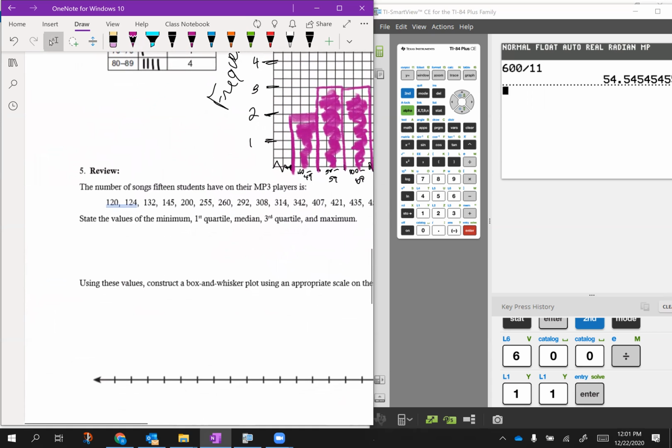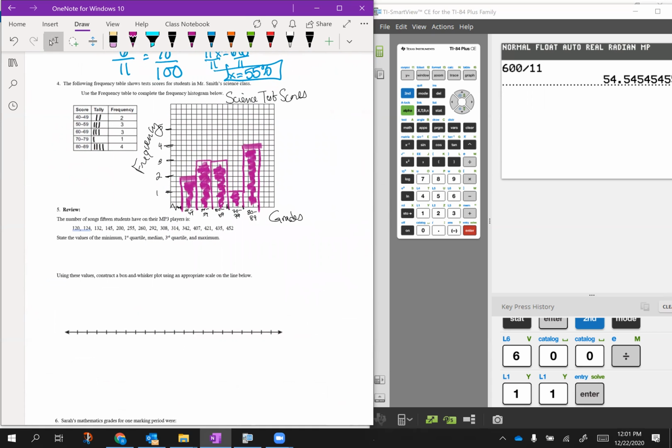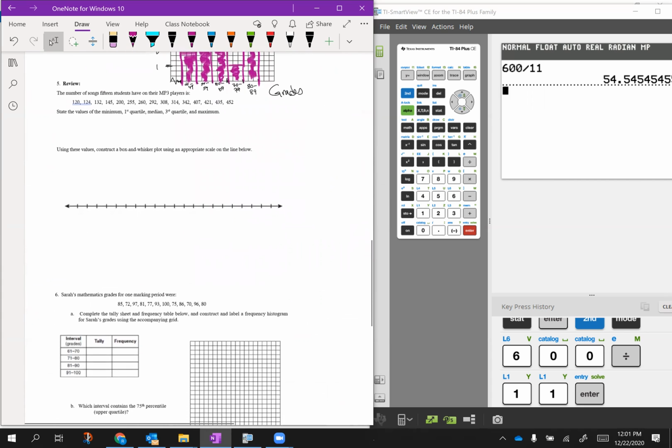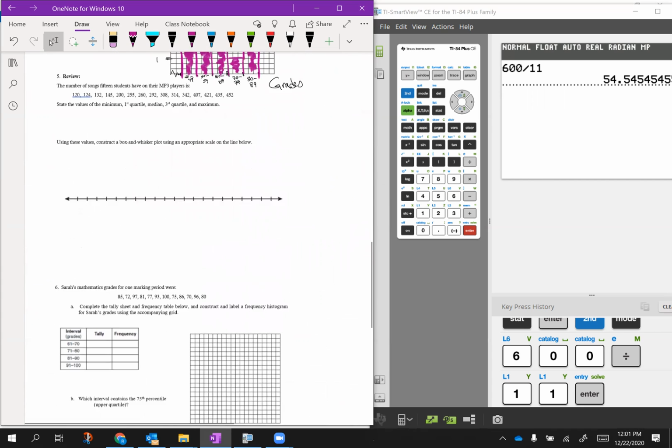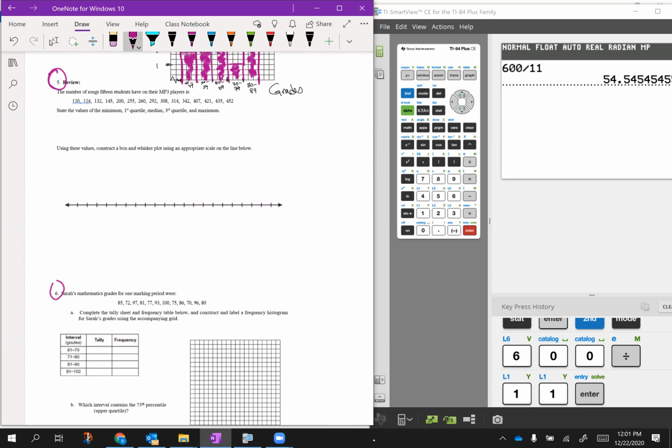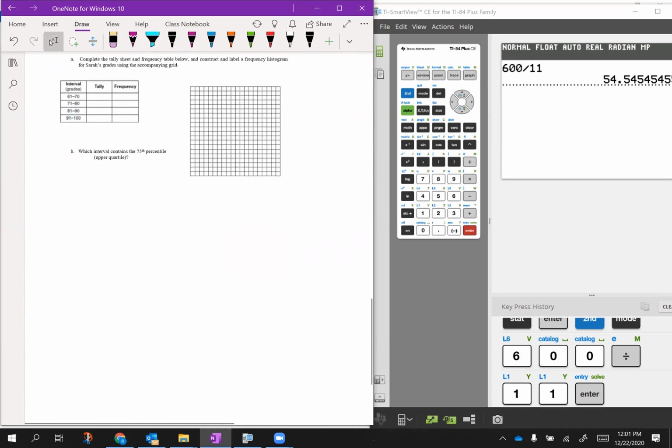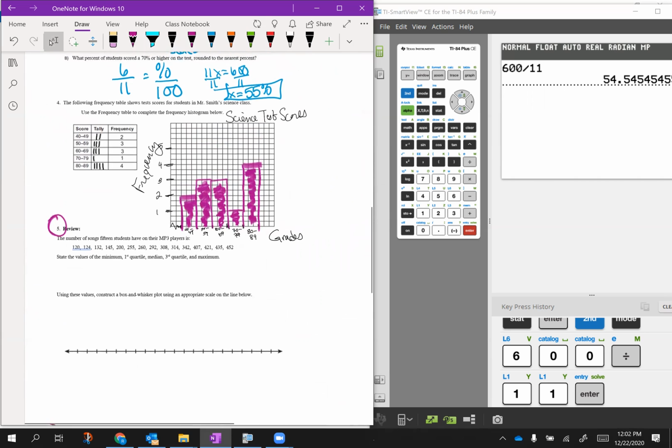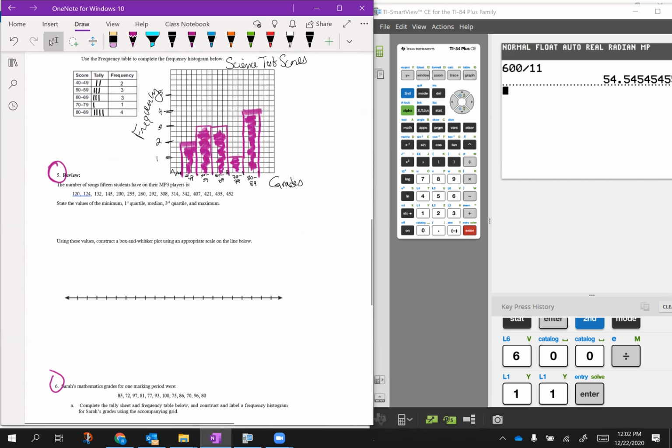All right, and then there's a review for you. This time you're going to use your calculator. You're going to use the stat calculate feature, do a box and whisker. If you need help on that, please look back. And then you're going to make number 6 as a histogram. So you have 5, 6. So please do those. Thank you so much.